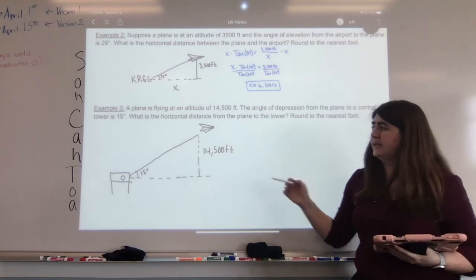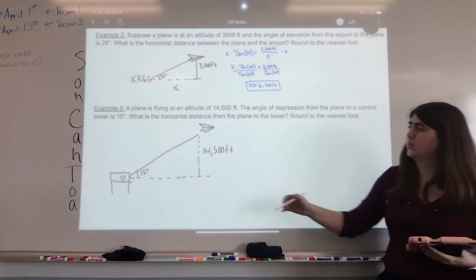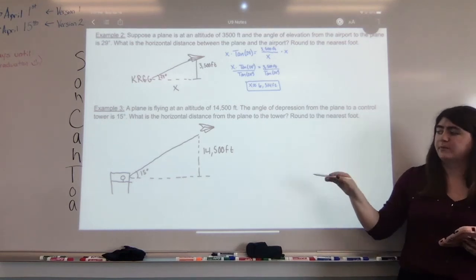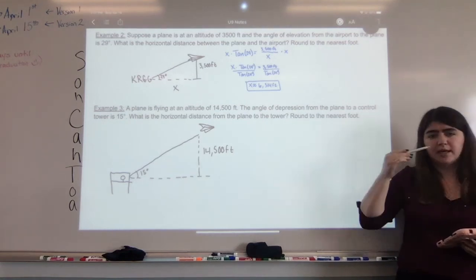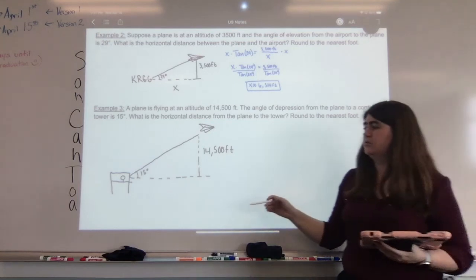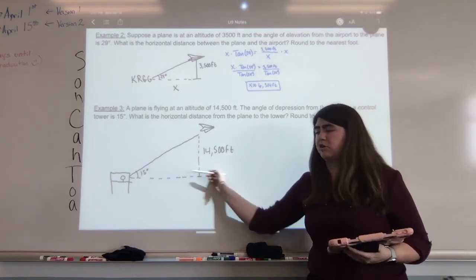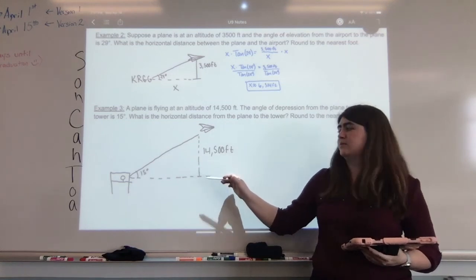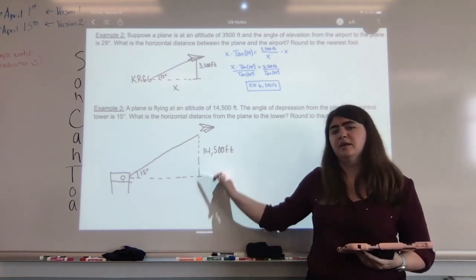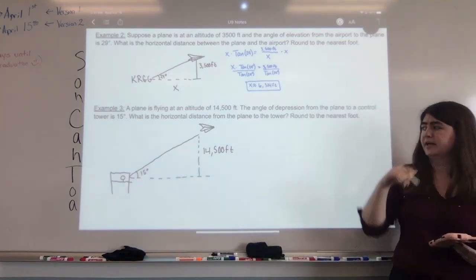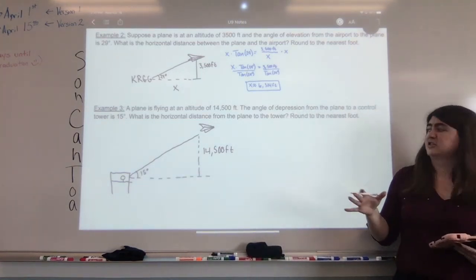And we are looking again for that horizontal distance. So we want to know how far in horizontal distance the plane is from the tower. And because we're looking at our line of sight, it is okay to just use this 14,500 feet because we're looking across our line of sight. Otherwise, we would have to add in the height of the tower plus the height of the person up to their eye line. But we can talk more about that another time.